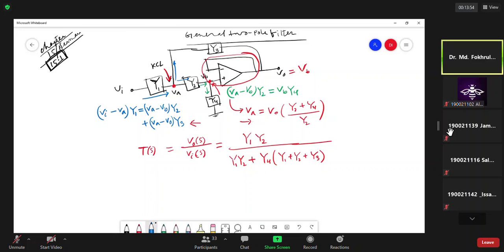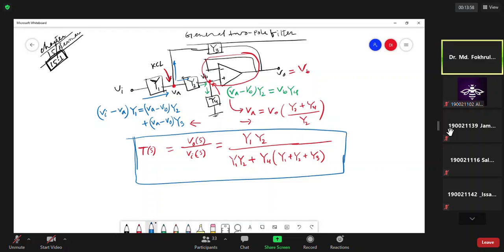So based on this transfer function, based on the values of Y1, Y2, Y3, Y4, we can easily construct the two-pole low-pass filter or two-pole high-pass filter, depending on Y1, Y2, Y3.